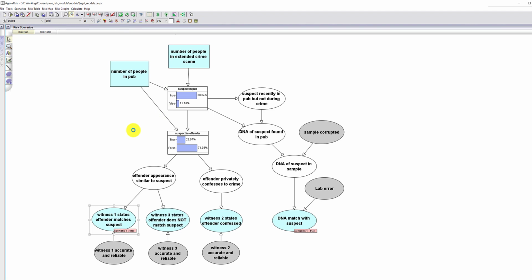So together with the DNA evidence, this is good support, it's highly probative, it shifted the probability significantly, but not enough for us to believe that the offender is more than not likely to be guilty.